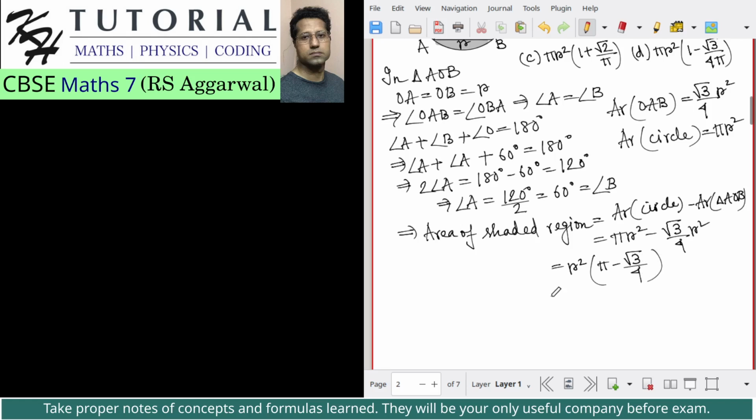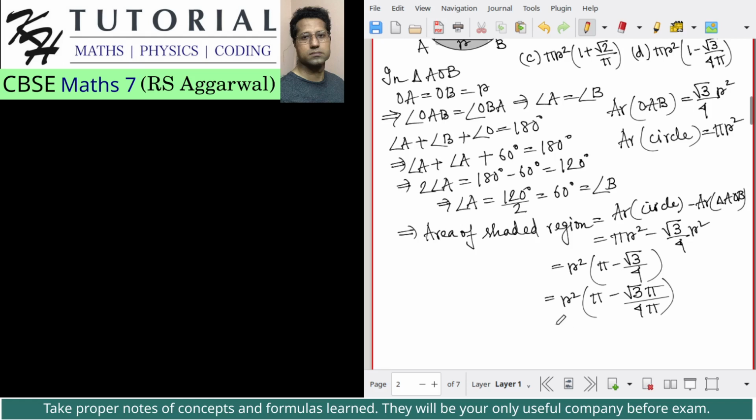Now if I want to take out pi as a common factor from pi minus root 3 by 4, we can write square root of 3 divided by 4 as square root of 3 multiplied by pi divided by 4 pi. Even though square root of 3 by 4 is not a rational number, square root of 3 by 4 is definitely equal to square root of 3 pi divided by 4 pi.